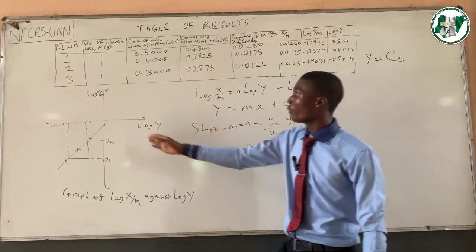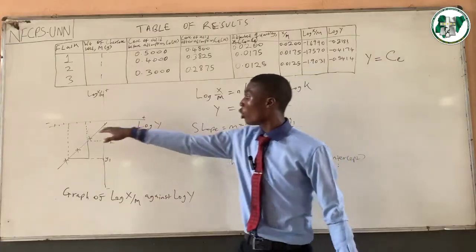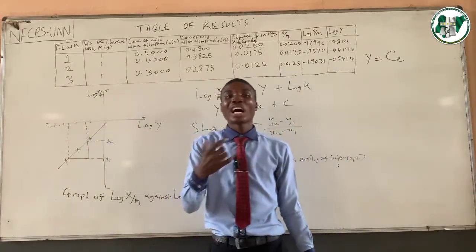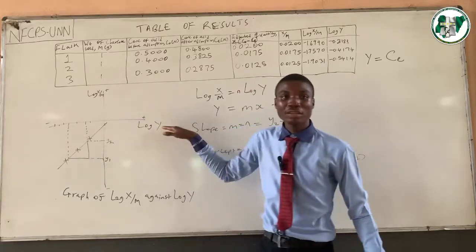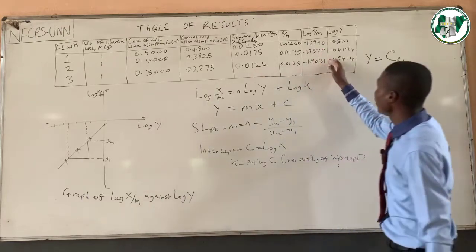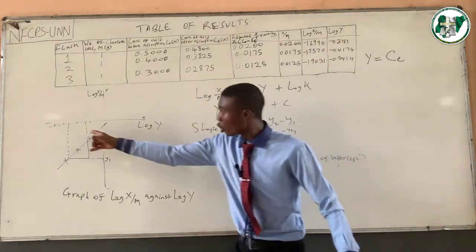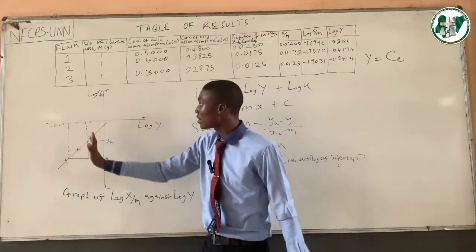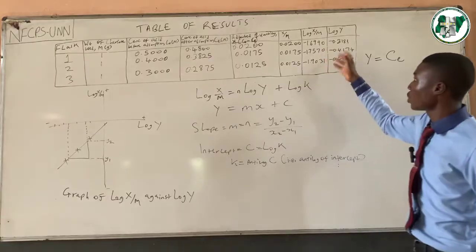Now, in this particular graph, we have our log X over M on the Y axis, and we have log Y on our X axis. Now, on a graph sheet, this is positive Y, this is positive X. Meanwhile, this is negative X, and this is negative Y. If you look at the values we have here, all of them are negatives. The simplification is that your graph will be captured within the regions of the negatives. That's negative X and negative Y.